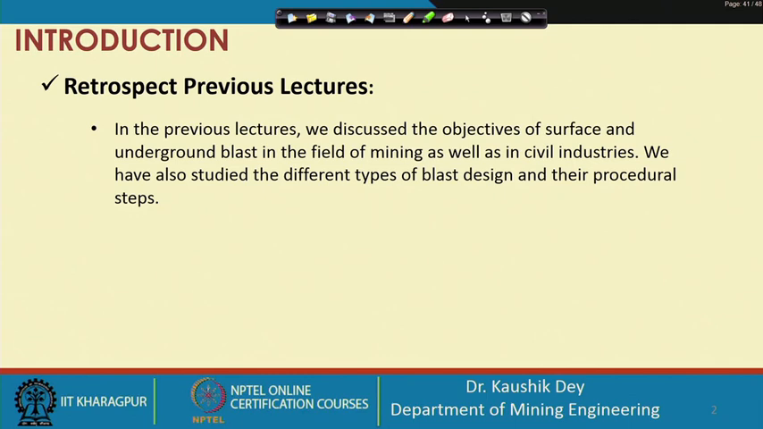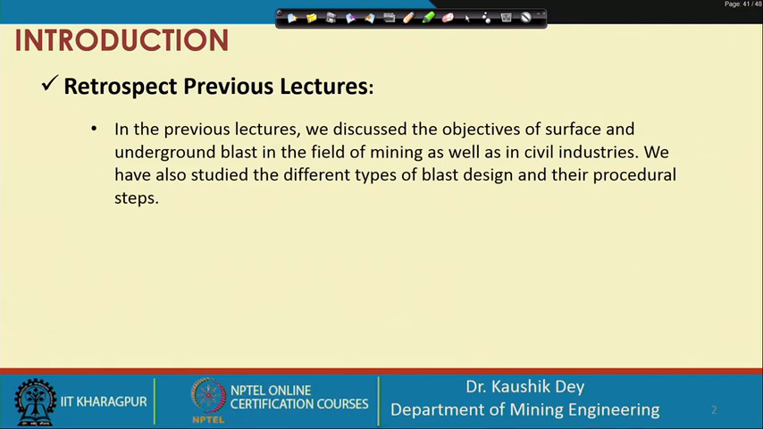In our previous lecture, we discussed the objective of blasting, which is carried out in surface and underground cases, for mining and civil industries, and the objectives are different in both cases. We have also studied the different types of blast design and their procedural steps, so that the design can be made to achieve the desired result from a blasting.